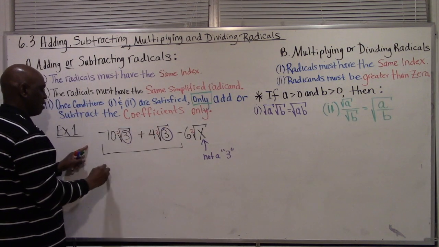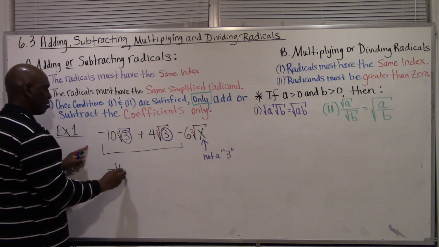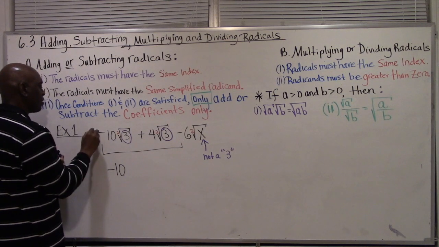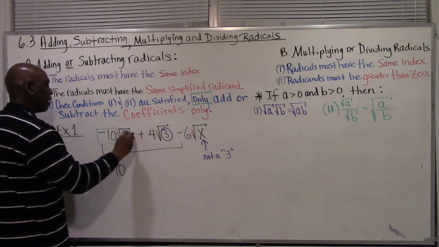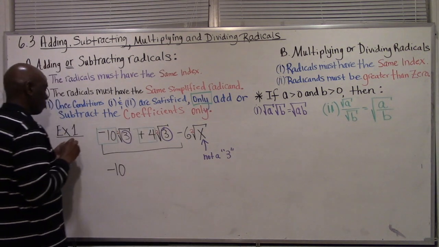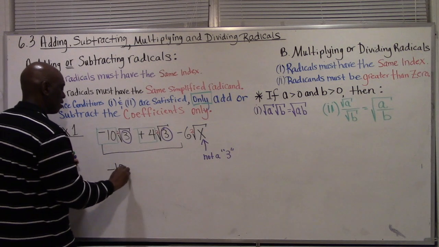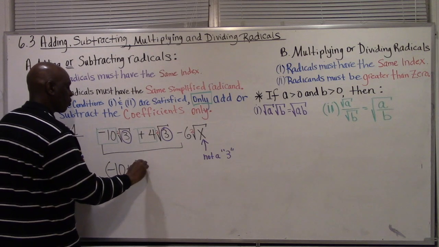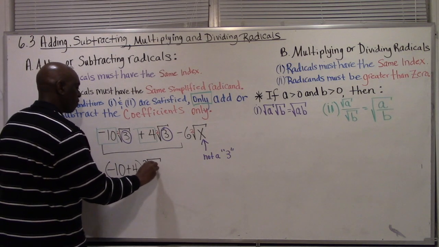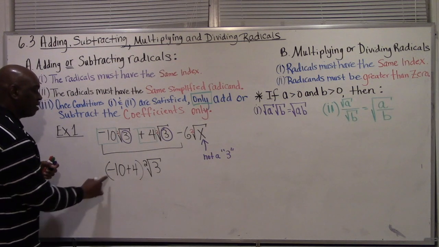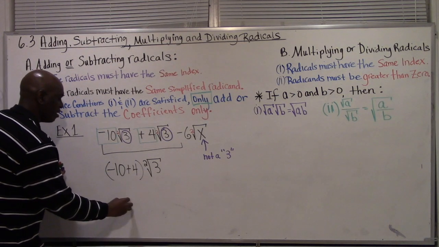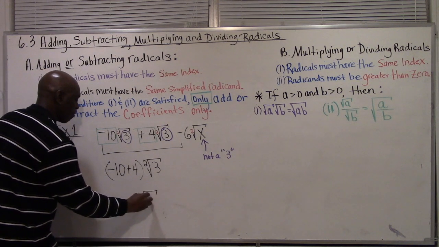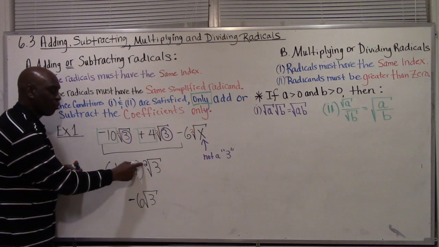So I'm going to have negative 10 plus 4. So here are the coefficients. The coefficients are negative 10 and a plus 4. So I have negative 10 plus 4, and bring down the square root of 3. Negative 10 plus 4 is negative 6. Square root of 3. I'm not going to write this 2 no more because we know it's a square root right there.